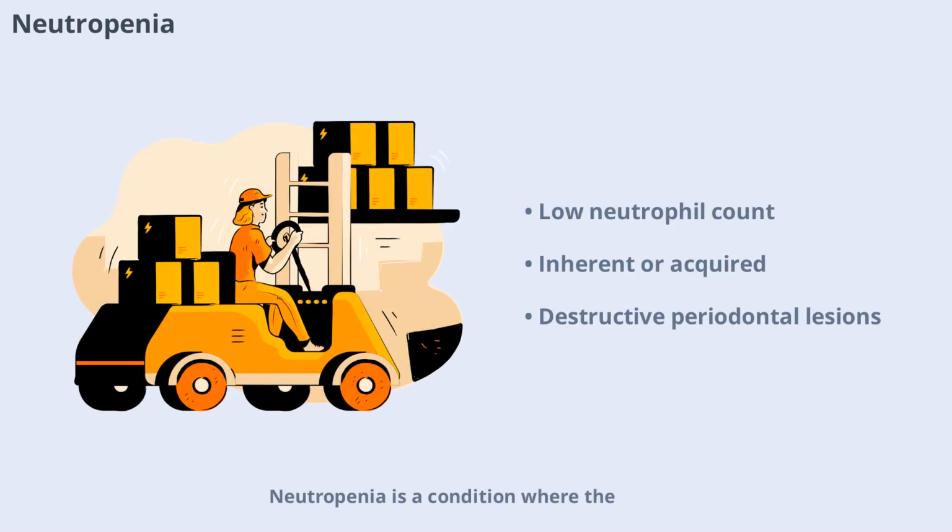Neutropenia is a condition where the number of circulating neutrophils drops below 1,500 per microliter. This can be inherent or acquired, sometimes resulting from drugs or infections. Children with neutropenia often develop destructive, generalized periodontal lesions due to the body's reduced ability to fight off bacterial infections.